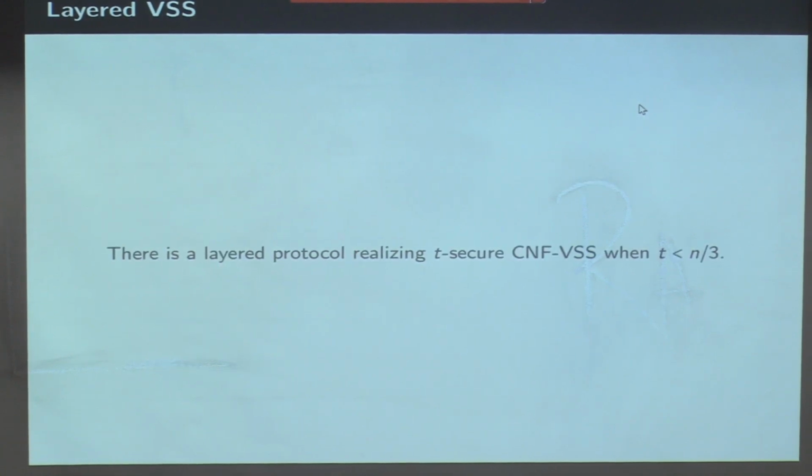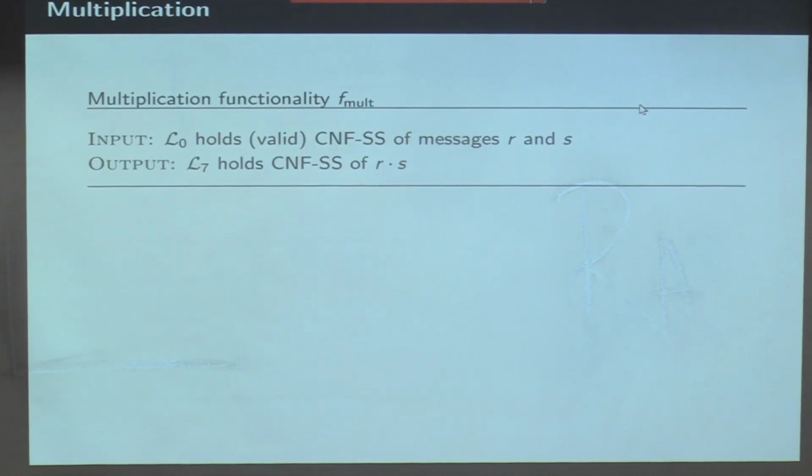So using multicast, as we saw, we can get layered VSS. So the next part is to move the multiplication into the layered setting. How much time more do we have? 10 more minutes. Okay, that's great.